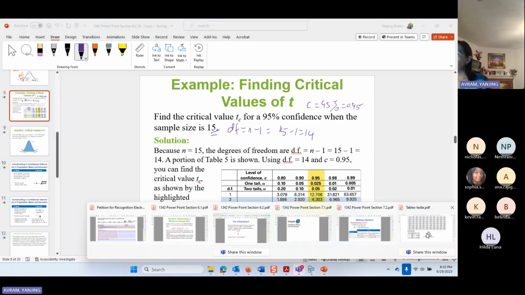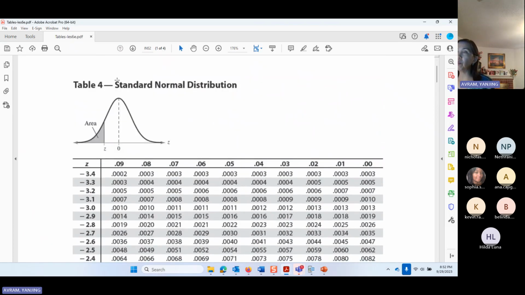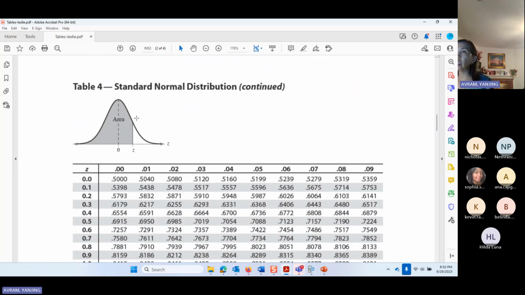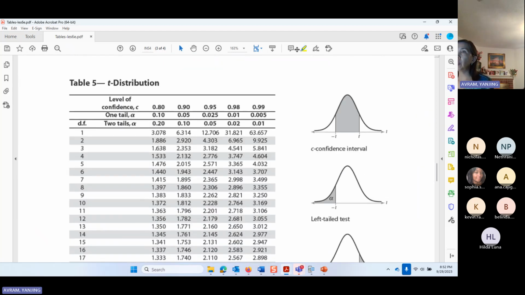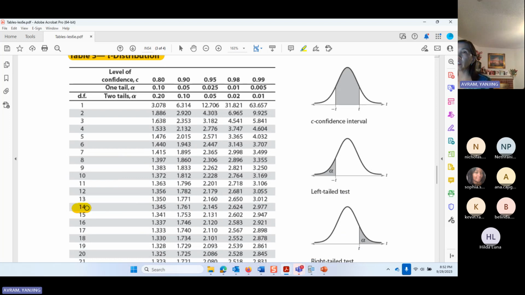So we have this T table. All right, so we have table 4, that's the standard normal distribution. Now we're going to read table 5. Table 5 here is called the T distribution. So we have degrees of freedom of 14. df is 14. When n is 15, my df, degrees of freedom, is 14.